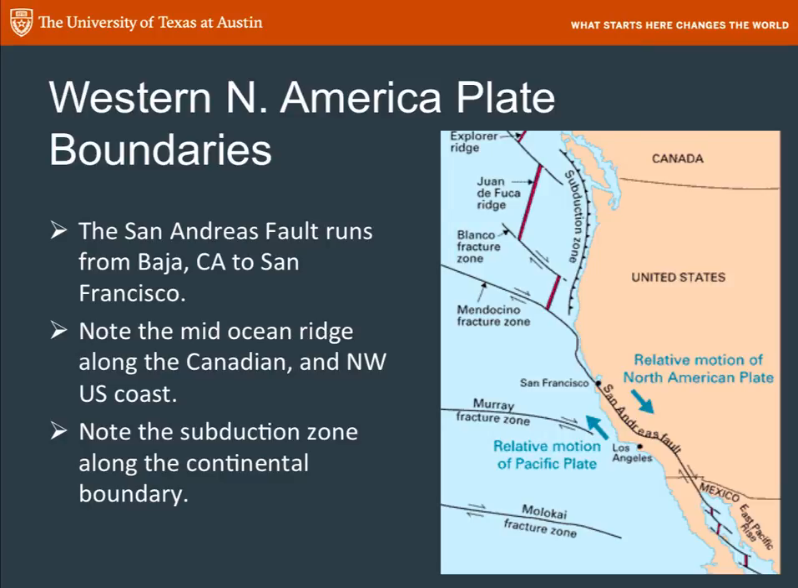This is the west coast of North America. You can see the United States, Mexico, and Canada, so we've covered the North American continent on the west coast. And there's a few transform faults in here. There is the San Andreas fault, which is on land between Baja California and San Francisco, the Mendocino fracture zone, the Blanco fracture zone. These are separating pieces of a ridge system that's north of California, off of the coast of Oregon, Washington, and Canada. And also there's a huge fracture zone a little further south near Los Angeles, the Murray fracture zone, and then the Molokai fracture zone. These are relatively common in ocean ridge systems.